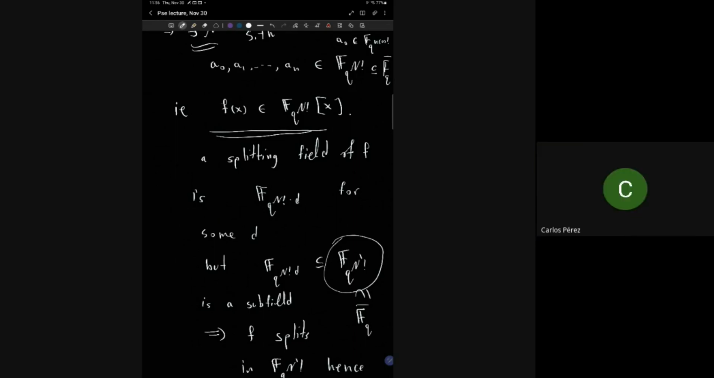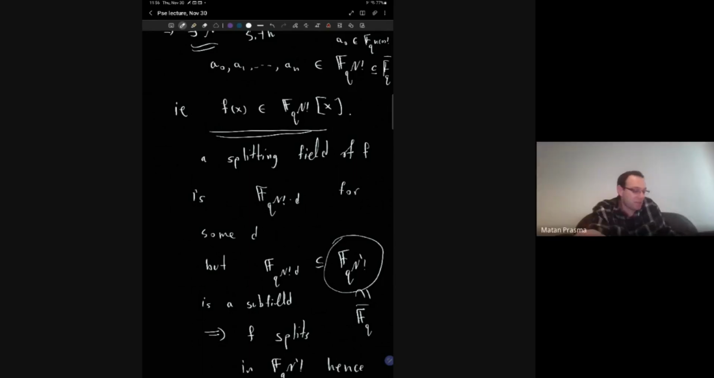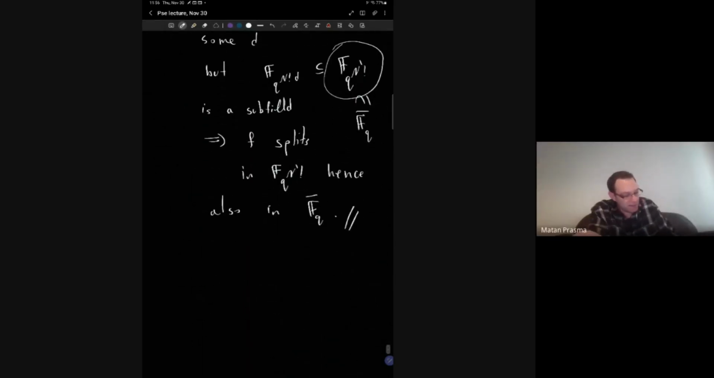Oh, okay. I see now. That makes sense, because the tower, remember the tower, let's say I start with F_q, then I do F_q to the 2 factorial, and so on. Here I have F_q to the n factorial.